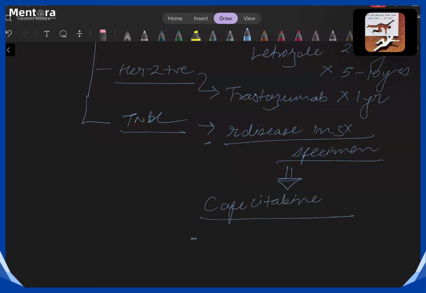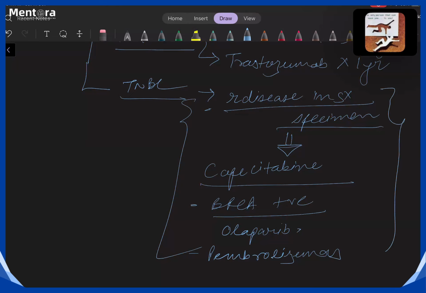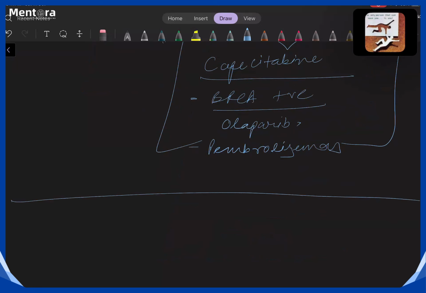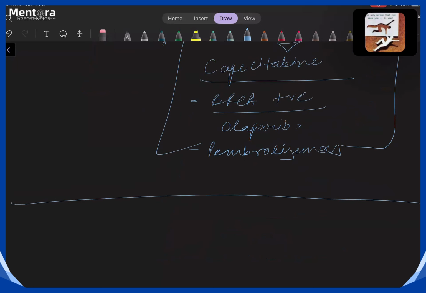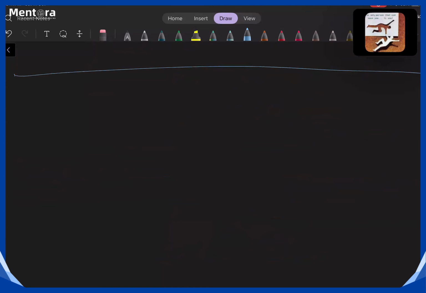In TNBC, we also know that TNBC are usually associated with BRCA positive disease. If the patient turns out to be BRCA positive, there is a role of adjuvant olaparib. And in certain cases, we need to continue pembrolizumab as well. So this was for TNBC. This completes our third component of the question, that is the treatment. We have started with diagnosis, workup, treatment, and the last part would be follow-up.